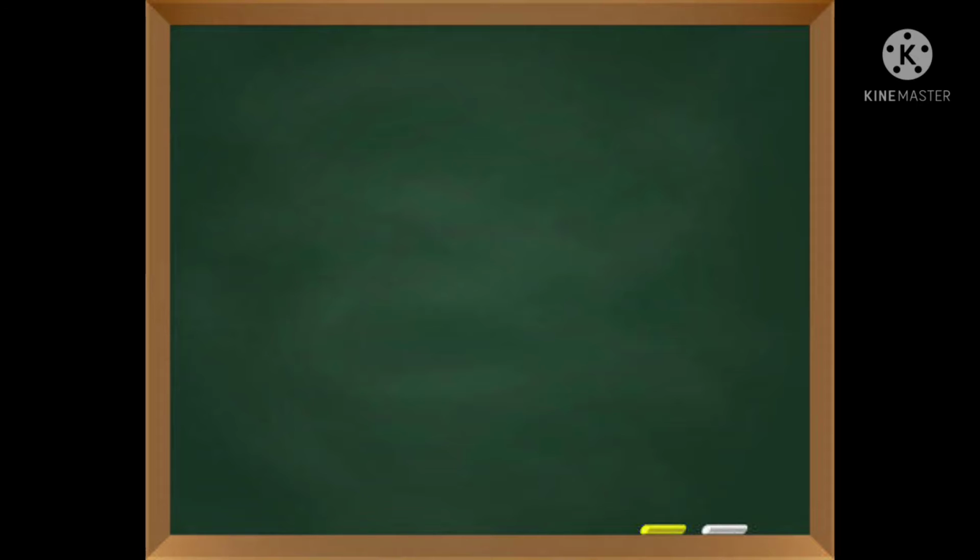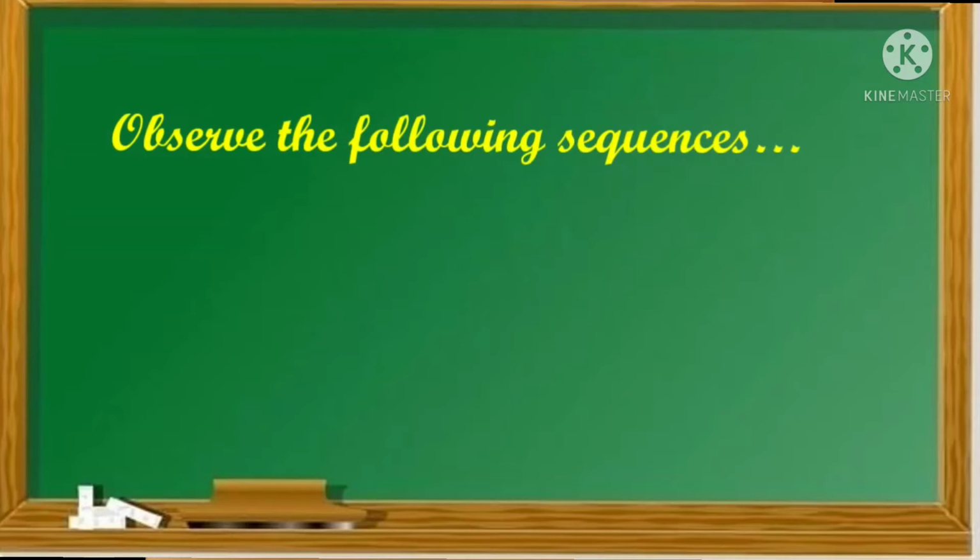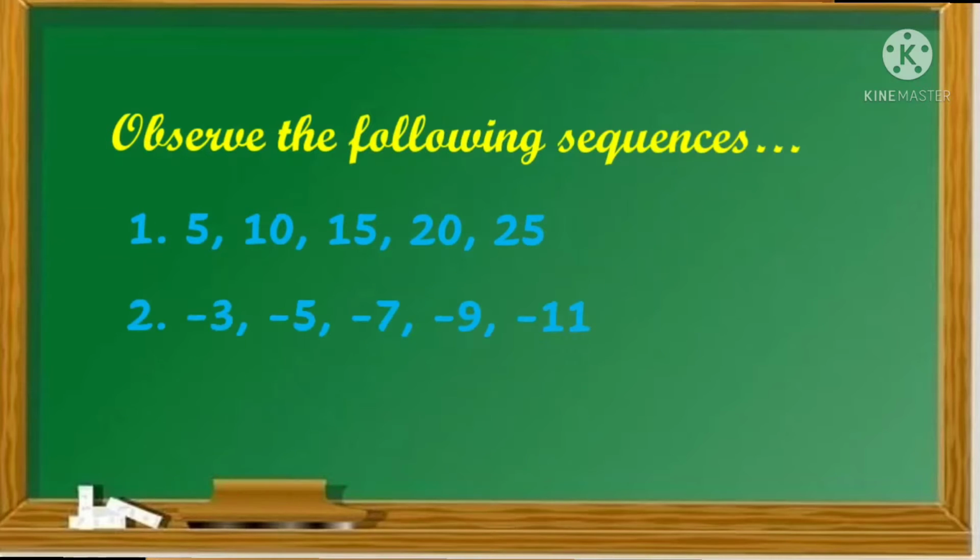To start with, please observe the following sequences. Number 1: 5, 10, 15, 20, 25. Number 2: -3, -5, -7, -9, -11. Number 3: 2, 4, 8, 16, 32. For the first sequence, we can observe that to get the next term, we need to add 5 to the previous term. So 5 plus 5 is equal to 10, 10 plus 5 is 15, 15 plus 5 is 20, and 20 plus 5 is 25.